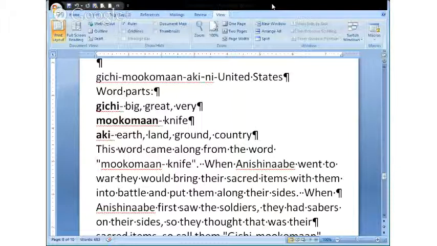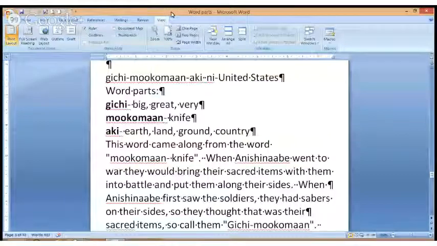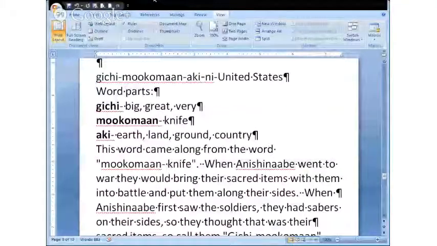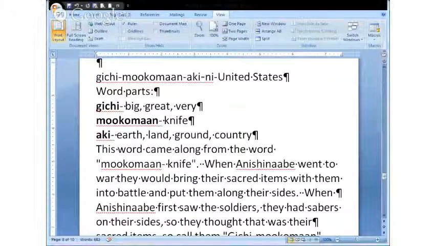And then the thing behind it says NI, and that means noun inanimate, so I know that it's more of a place. If it had NA, then it would mean an American, like a person. But Gichi-mokuman-aki is the United States, and it comes from when the Anishinaabe first encountered Americans a long time ago, and we used to have battles with them. When they went into battle, Anishinaabe would bring their sacred items with them, and they would put their sacred items beside them, like on their hip, where someone puts a sword.